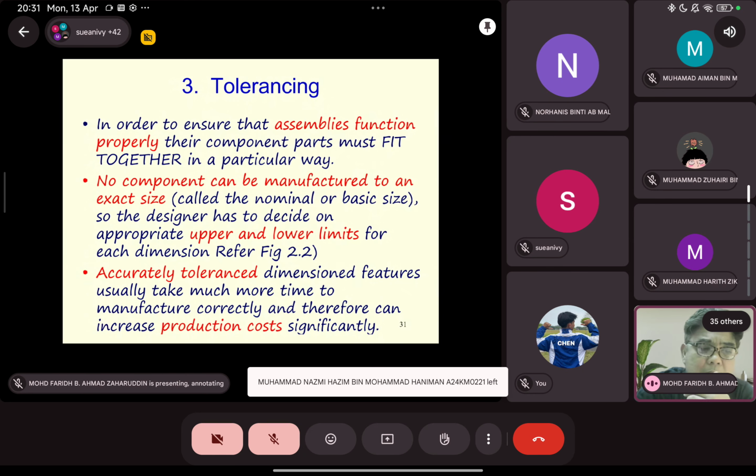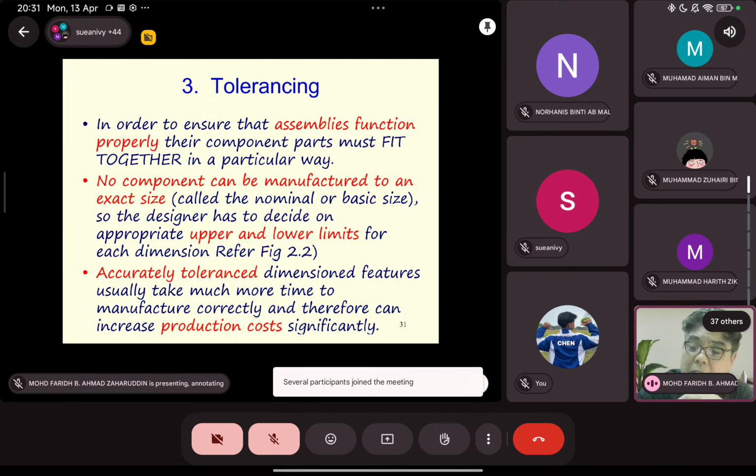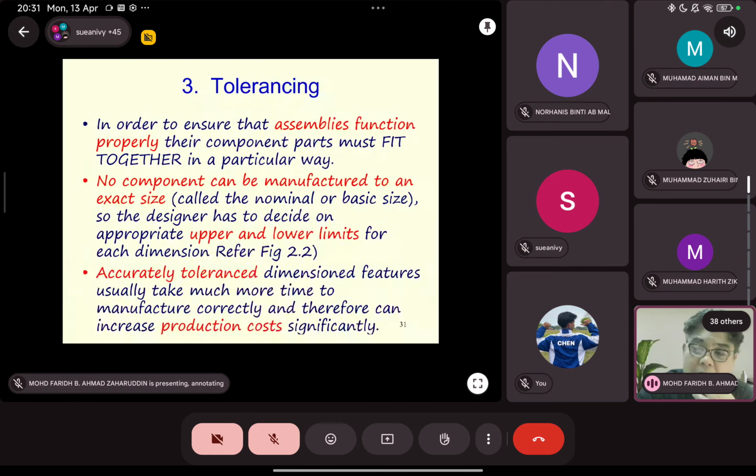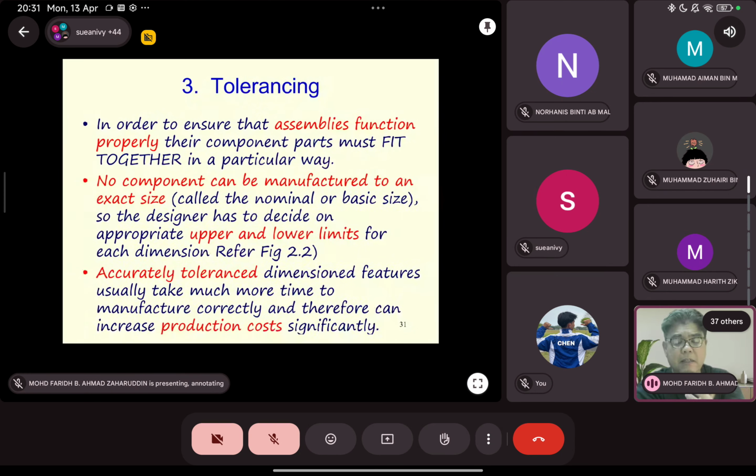Okay, tonight is a subtopic, continuing topics from chapter number 2, which is about the manufacturing aspect. We continue on the tolerancing. I think you can see from the screen. I'm going to continue and try to explain as much as I can.